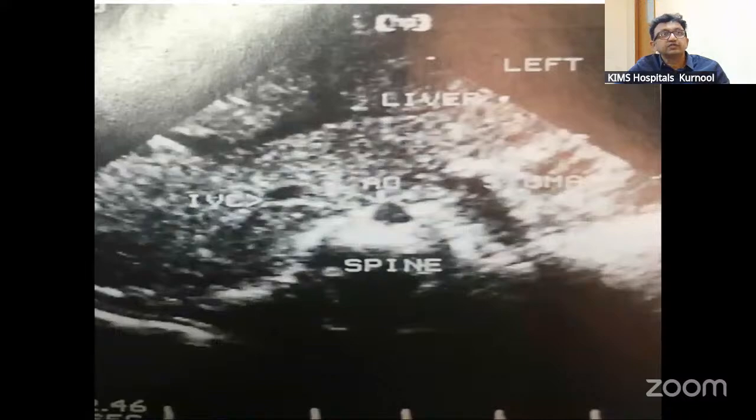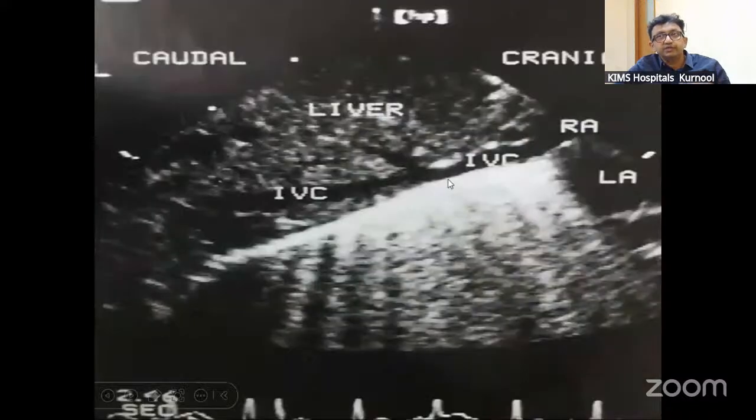This is the nomenclature. Then from that 3 o'clock position, turn the probe pointer towards the 12 o'clock position, so towards the head, right? So the probe pointer is turned about 90 degrees to make it the 12 o'clock position. Then you can tilt slightly to the right, you'll see the IVC. Then you tilt slightly to the left, you will see your aorta. So when you are tilting to the right, what we see is this IVC in the longitudinal section.